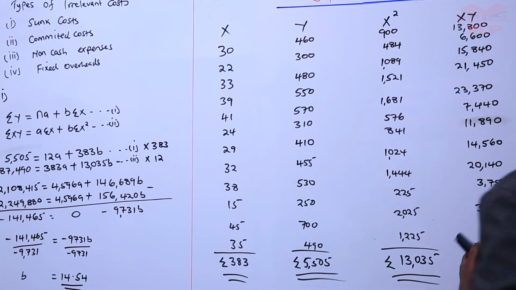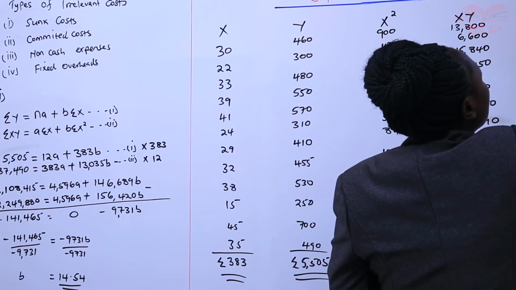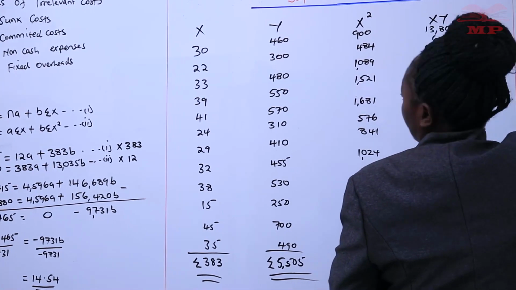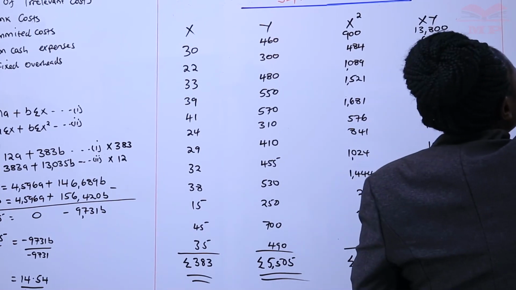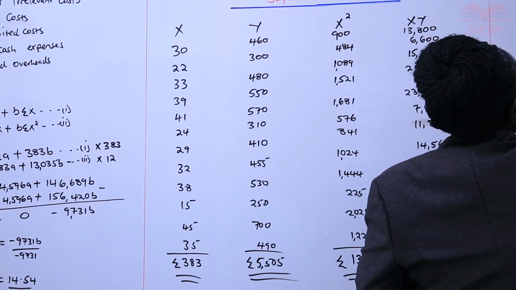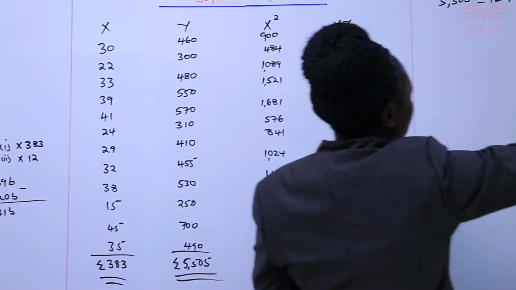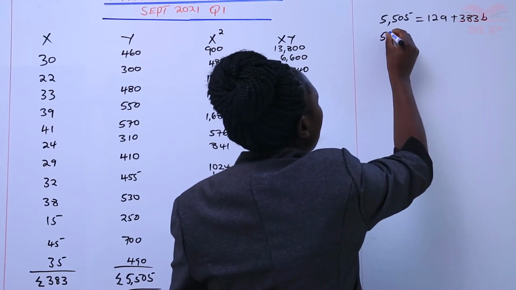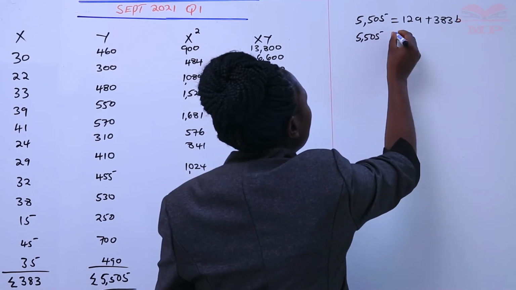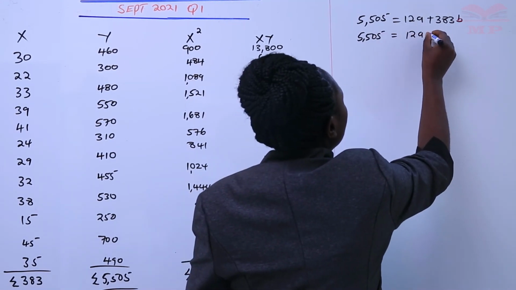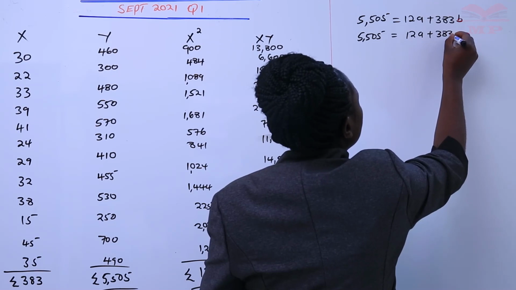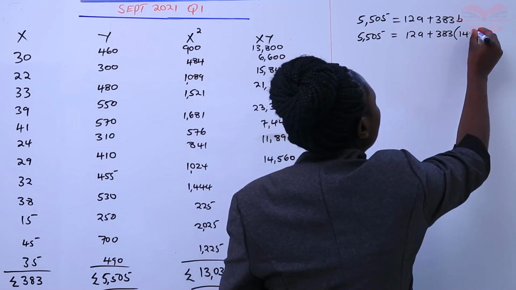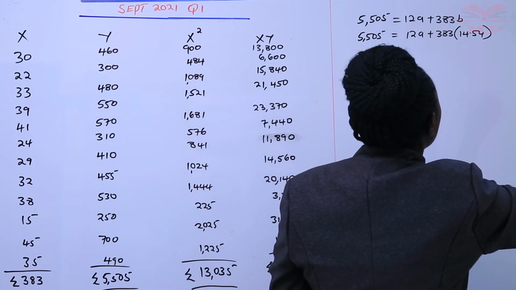So we have 5,505 equals 12A plus 383B. We want to substitute our B, which we've already calculated, and therefore we'll have 5,505 equal to 12A plus 383, and our B is 14.54. Now do the calculation.